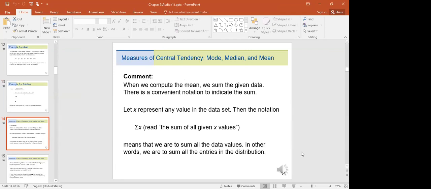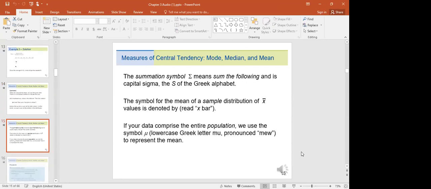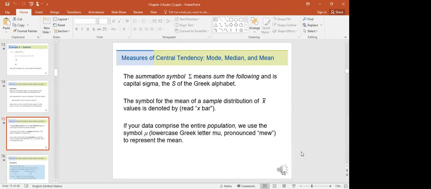When we compute the mean, we sum the given data. There is a convenient notation to indicate the sum. That notation is the Greek letter sigma, which means sum. So that symbol is generally used, and X bar is used to represent the sample mean.